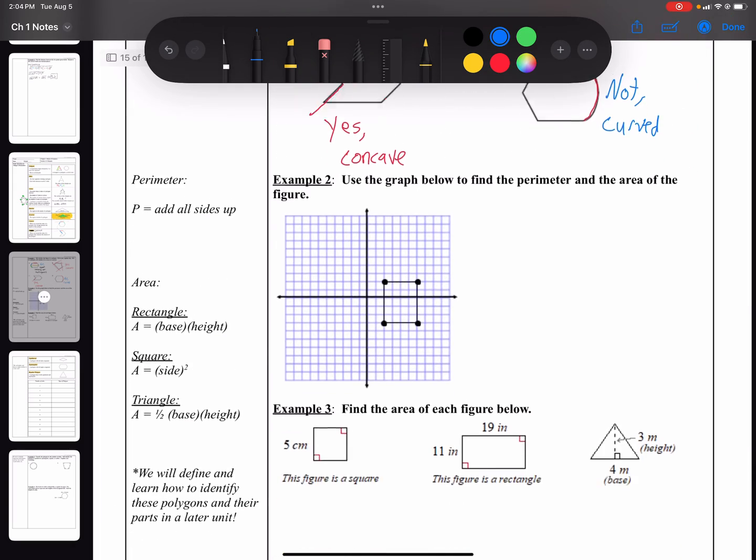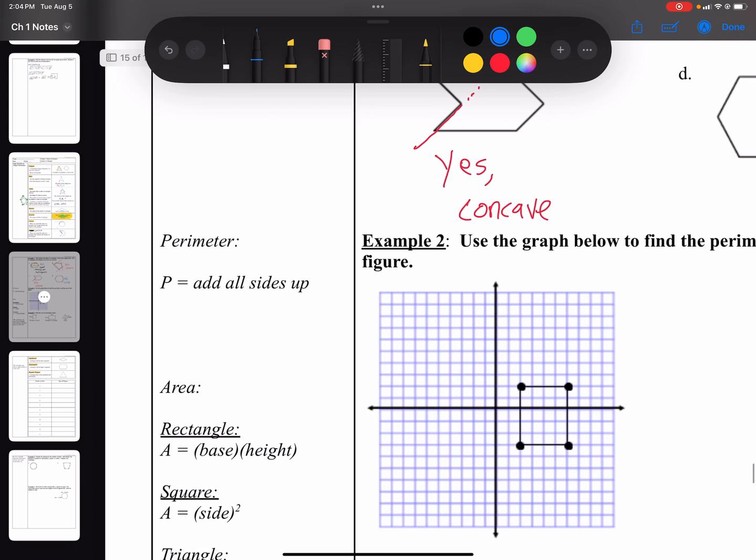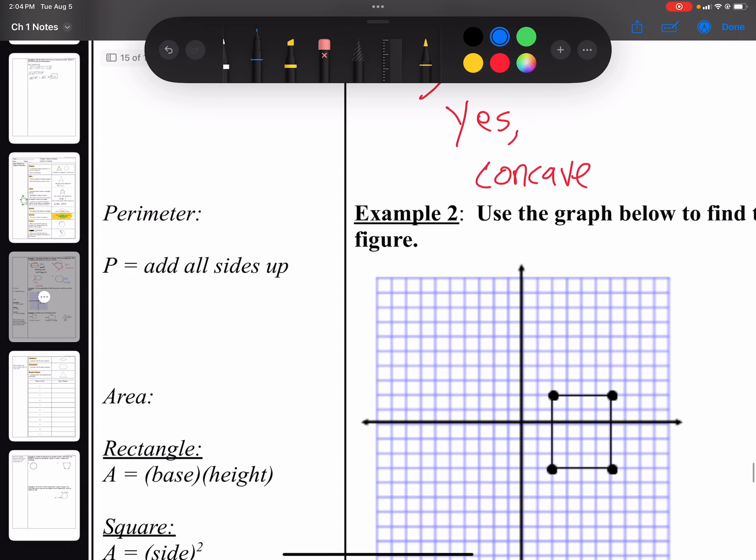All right, real quick reminder of some vocab that you've seen earlier before in your academic career. Perimeter of a figure is when you take all the line segments that are forming a figure and you add them up together. You take the lengths of all the sides of a figure and you add them together. That is how you find the perimeter of something.